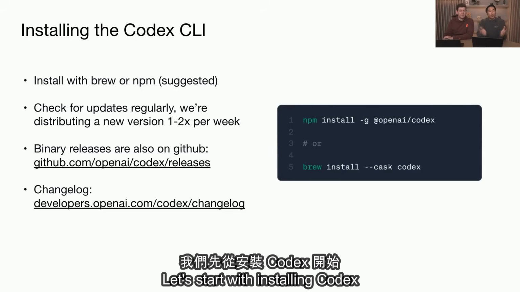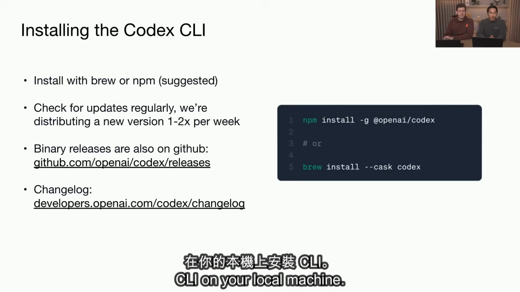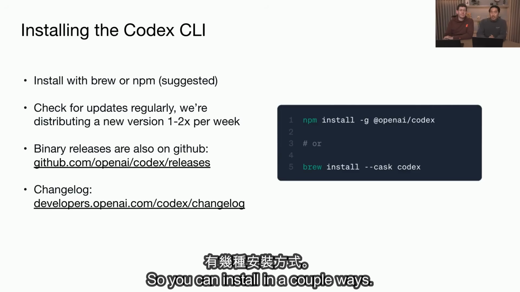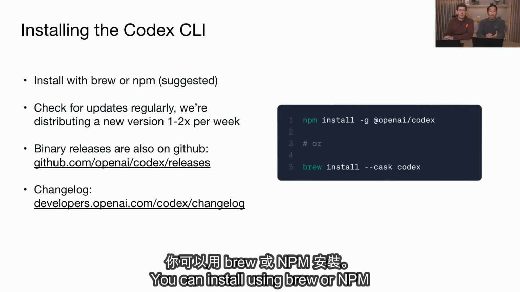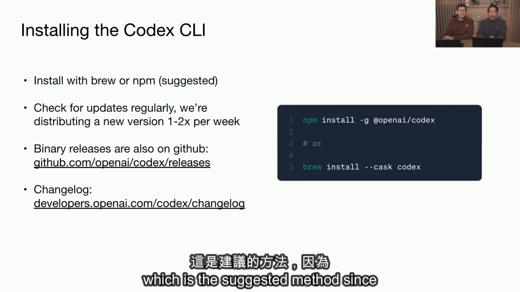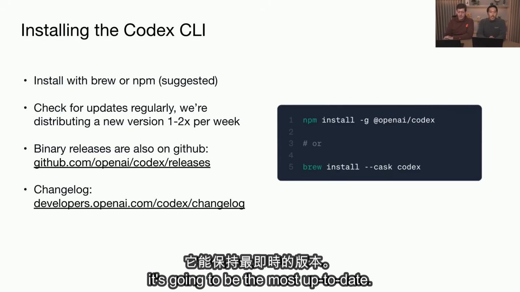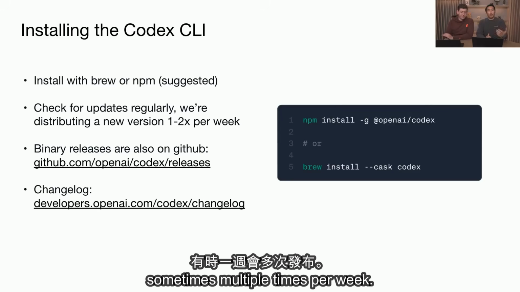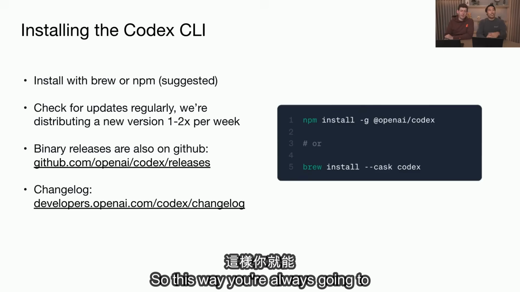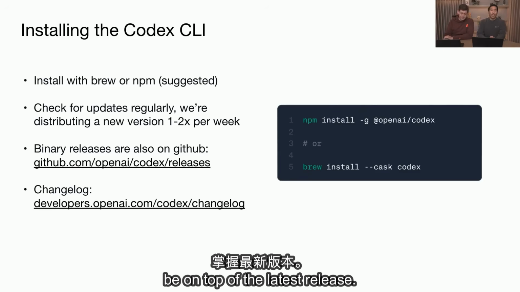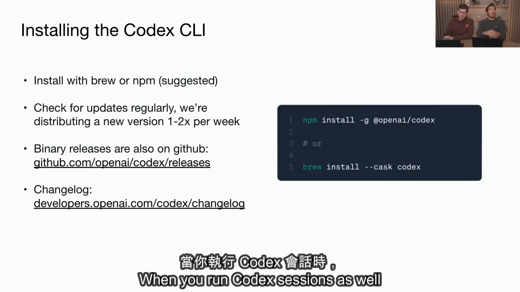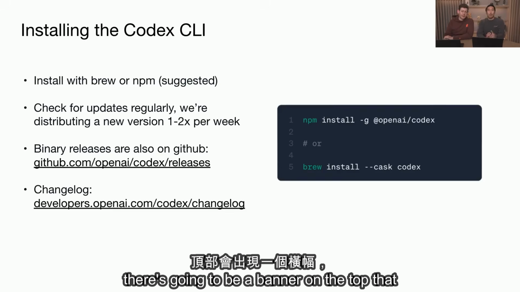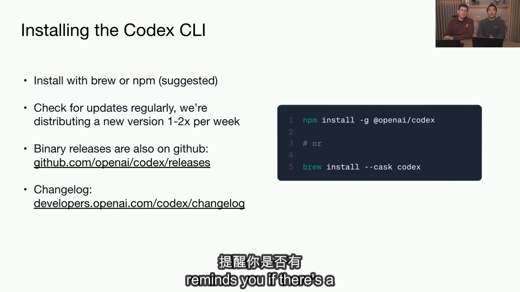So how do we get started? Let's start with installing Codex CLI on your local machine. You can install in a couple ways. You can install using brew or npm, which is the suggested method since it's going to be the most up-to-date. Our team ships very, very quickly, sometimes multiple times per week. So this way you're always going to be on top of the latest release. When you run Codex sessions as well, there's going to be a banner on the top that reminds you if there's a newer version to update to.